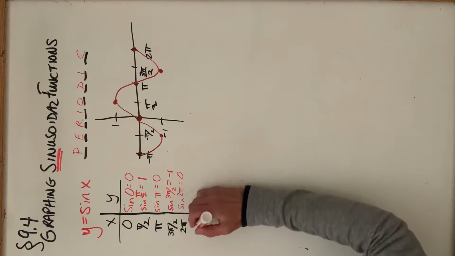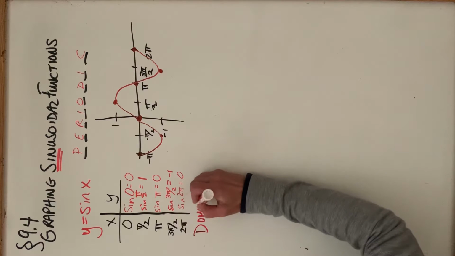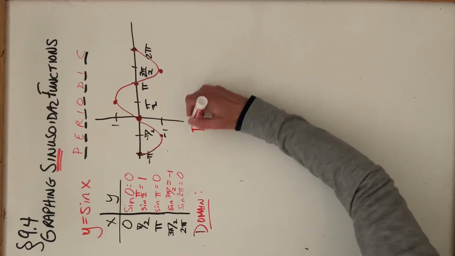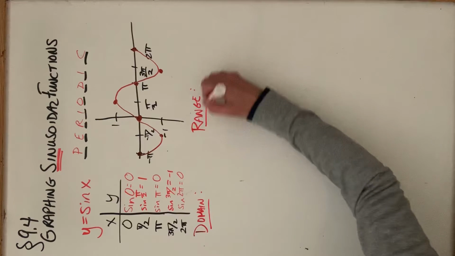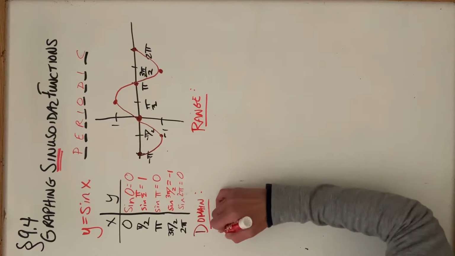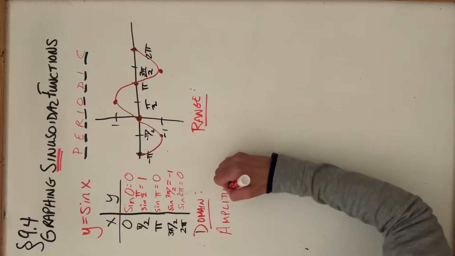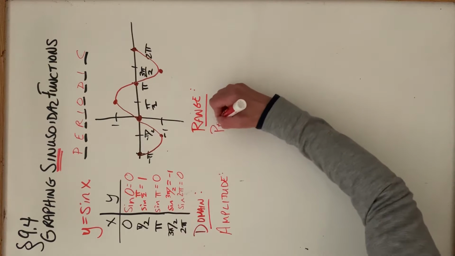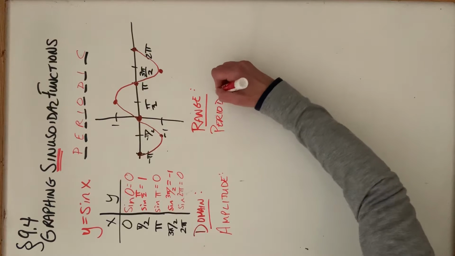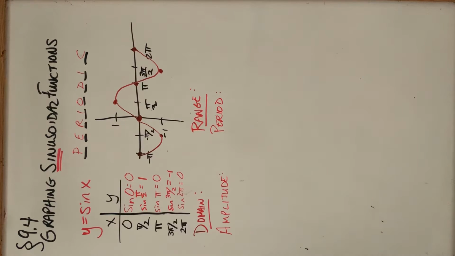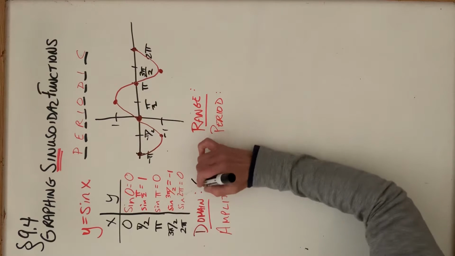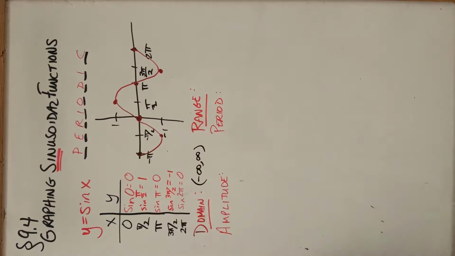So now that we've done this, let's identify some information. Let's identify our domain. Let's identify our range. And then let's talk about the amplitude and period of this particular function, since we know that it is in fact periodic. Okay, so let's start with our domain. What is our domain? Do we have any restrictions? Remember, we just said we can plug in values infinitely in both directions. So our domain, if we're using interval notation, would just be from negative infinity to positive infinity.